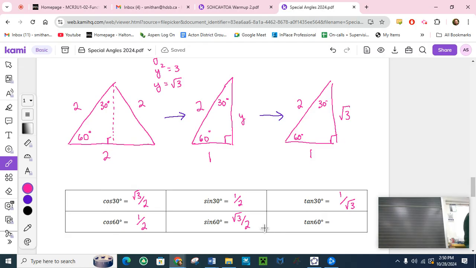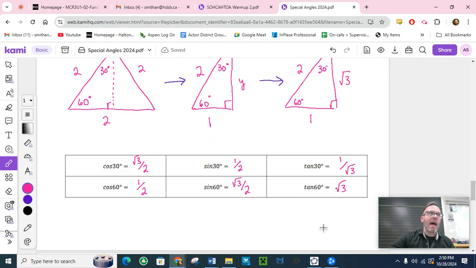Look at tan 60. For 60, the opposite is root 3 and the adjacent is 1. So when you flip 1 over root 3, you actually get root 3 over 1, or just the root of 3. This completes the 2 special triangles that I expect you guys to know, and the sine, cosine, tan of our 5 special angles, 0, 30, 45, 60, and 90.